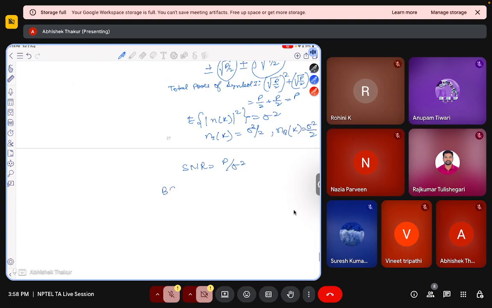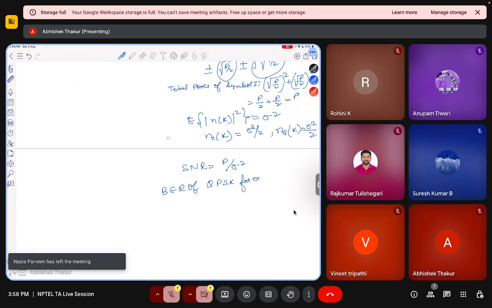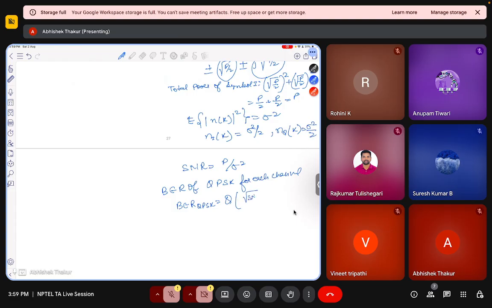So the bit error rate of each channel of QPSK is similar to BPSK. That is, the bit error rate of QPSK for each channel is equal to Q of square root of SNR. So both are the same, but the symbol error rate is different.